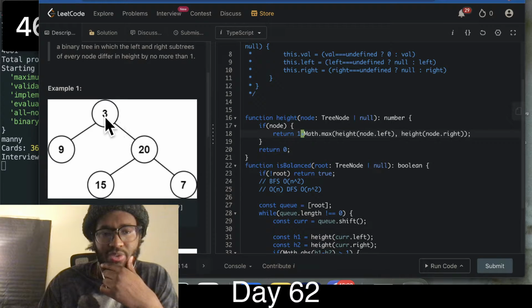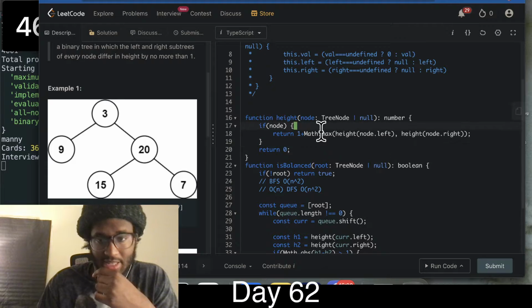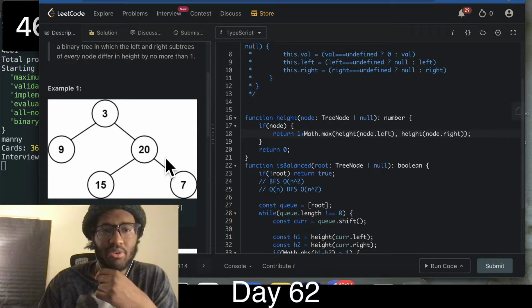And then we go up to 3. Now we have 1 here for this height. Now what do we get for this right-hand side? Well, 20 exists, so we're going to return 1 plus the math.max of left and right. These are both going to return 1. We're going to add 1 at 20 to return 2. So now at 3, we're going to be taking the max of 1 or 2 and adding 1 to it. So we're going to return 3.